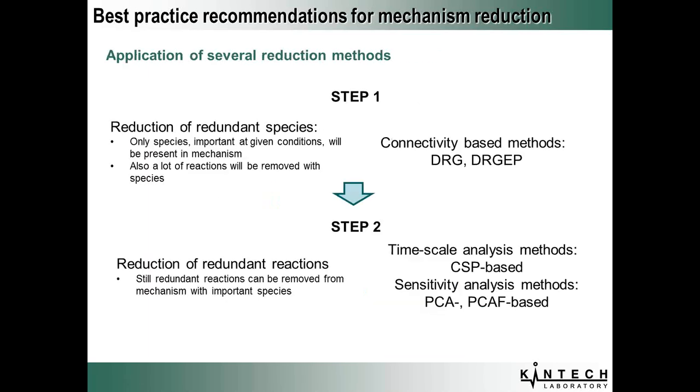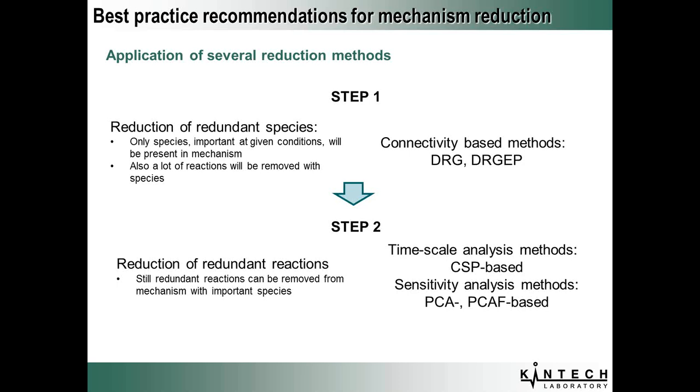And our final recommendation on how to use the mechanism reduction methods is the following. Of course, you have a choice of different mechanism reduction methods. But is it possible to apply them step by step? For example, one method, then another, then a third one. And what should be the optimal strategy to apply the first, second, third, and so on?